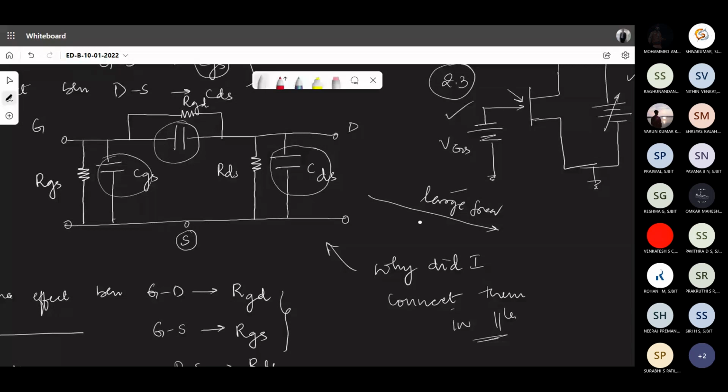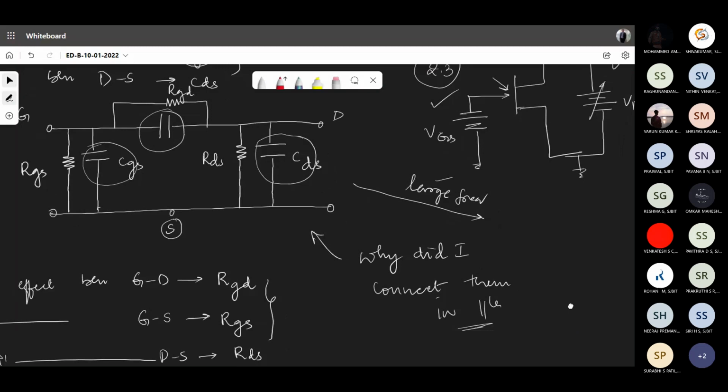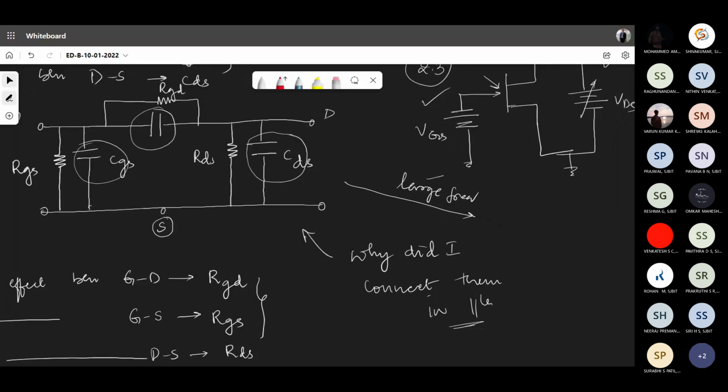If I want to convert this into a small frequency model, what will you do? Very simple. At larger frequencies, capacitances are significant. At smaller frequencies, capacitances become insignificant because frequency is low. So XC becomes infinity, and you'll have to open circuit all those capacitors. So what will happen in the equivalent circuit? You will show only the resistors, because resistances are independent of frequency. So this becomes the equivalent circuit at small frequency. At small frequency, this is how you will write the equivalent circuit.